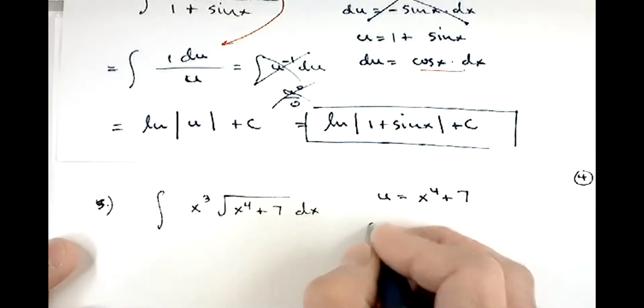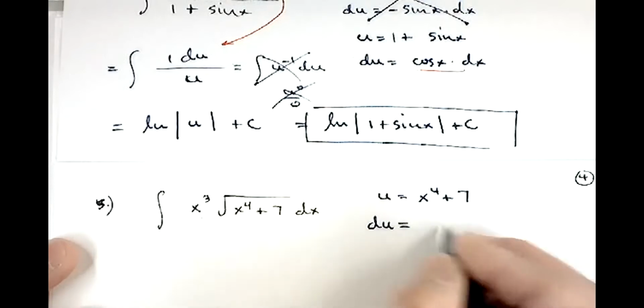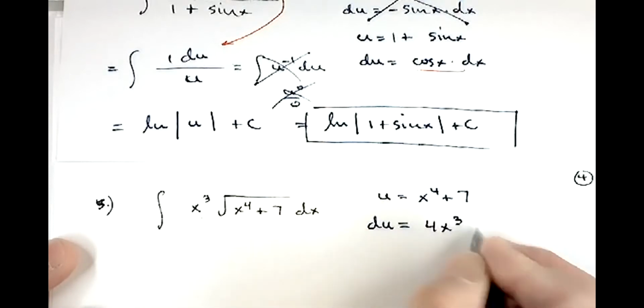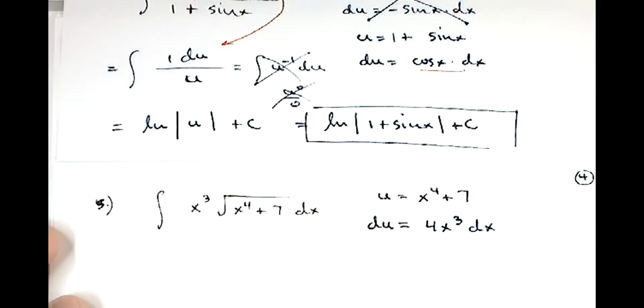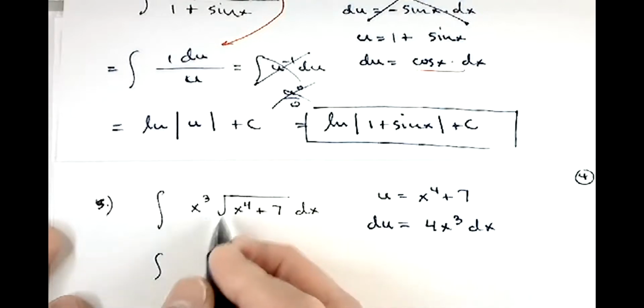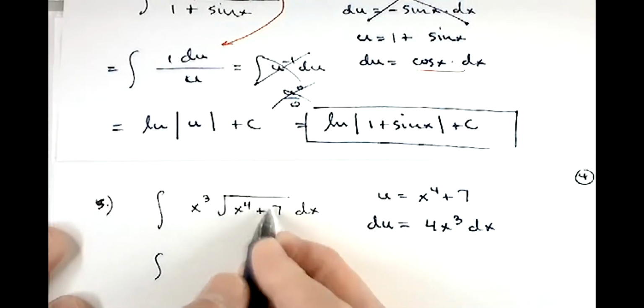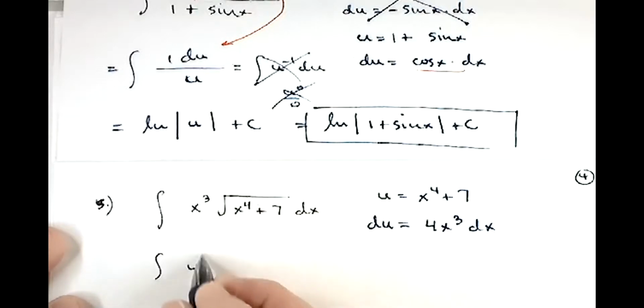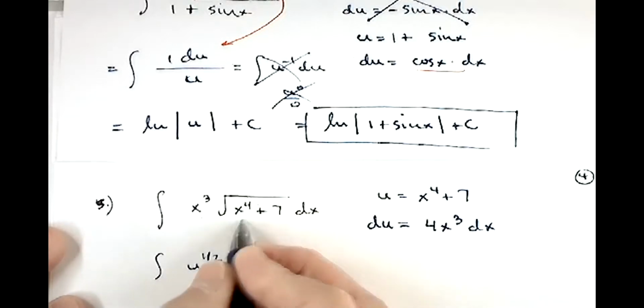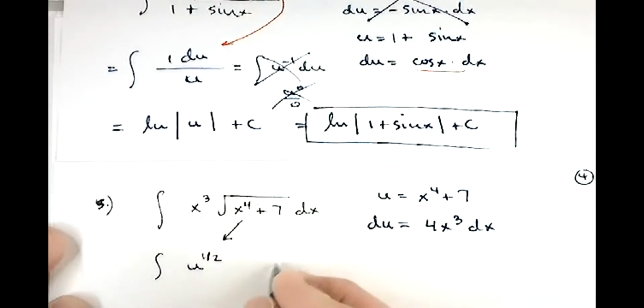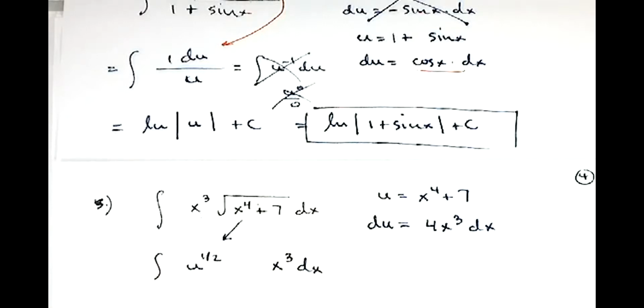Now, that's promising for a choice for u because my derivative is 4x cubed dx, which is close to what I have left. In fact, let's go ahead and rewrite this. This is now u to the 1/2. That's this term. And let's really emphasize this: let's put the x cubed next to the dx. Let's just put these two together. All right, we have a decision to make here.